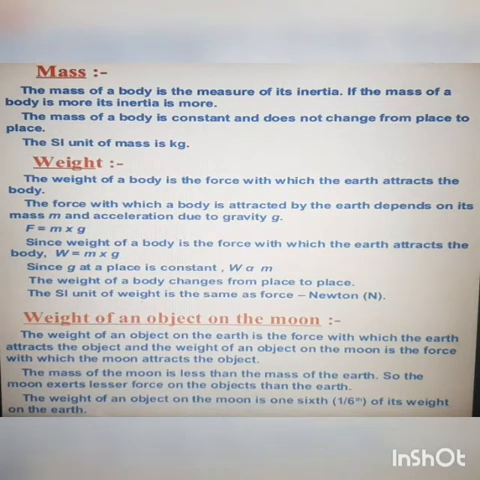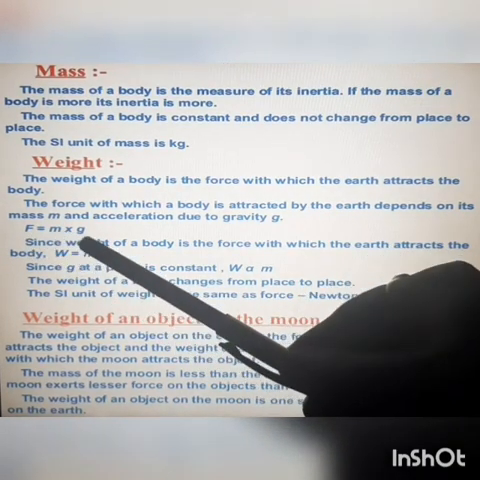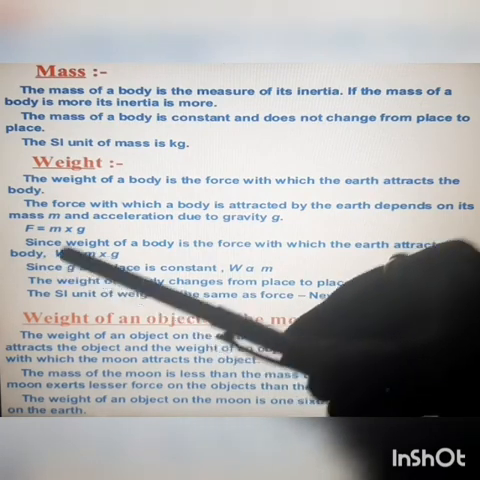Now coming to weight, if we multiply the acceleration due to gravity with the mass of a body, we get the force with which the body is attracted towards the center of the earth. This is what we call weight. So weight is a force, therefore F equal to m into g. We denote weight with W.